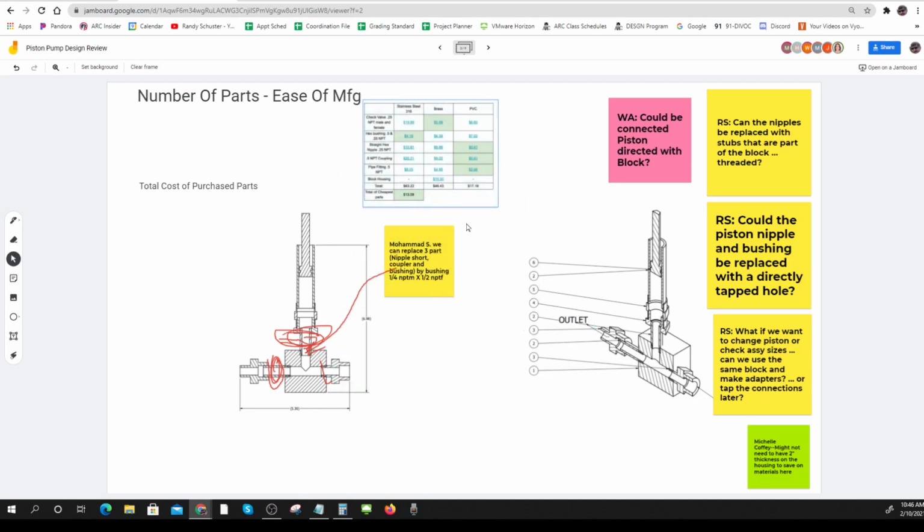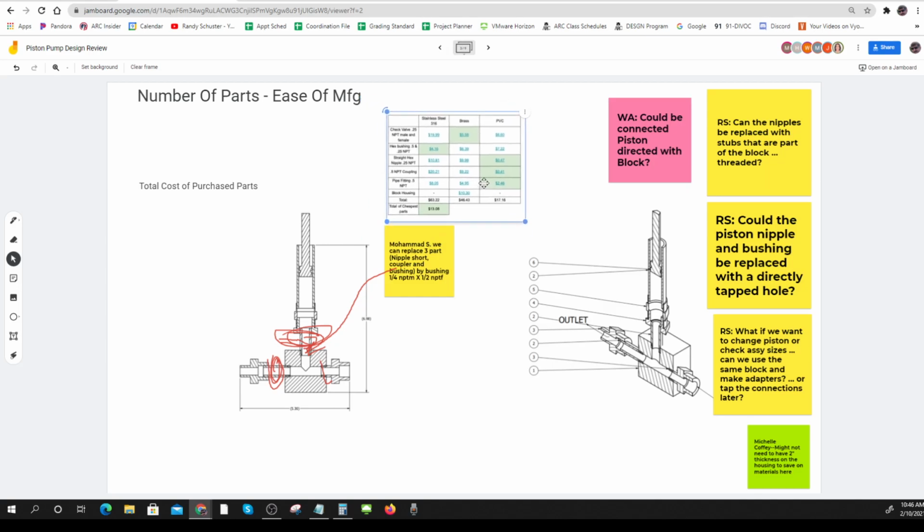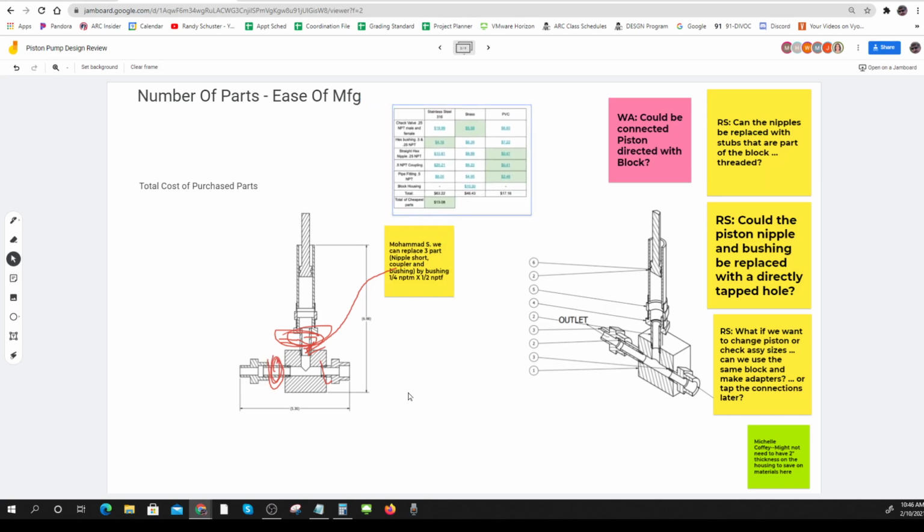So if that's even better. So if it's, I'm going to make that big again so we can see it. So if we use 3/16 stainless steel, it's 63. If we use brass or PVC, and the cheapest is 13. Okay, perfect. Okay, so these fittings and these parts. So that gives us some information.